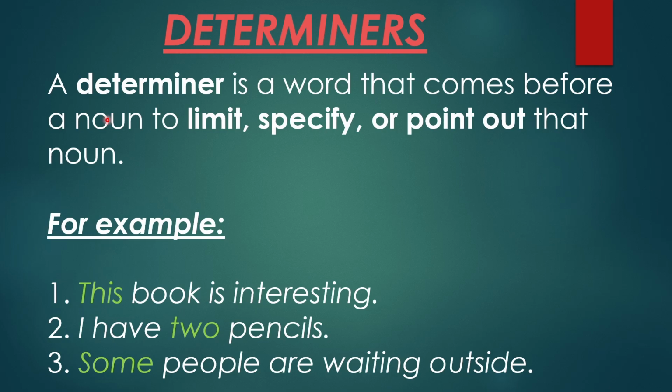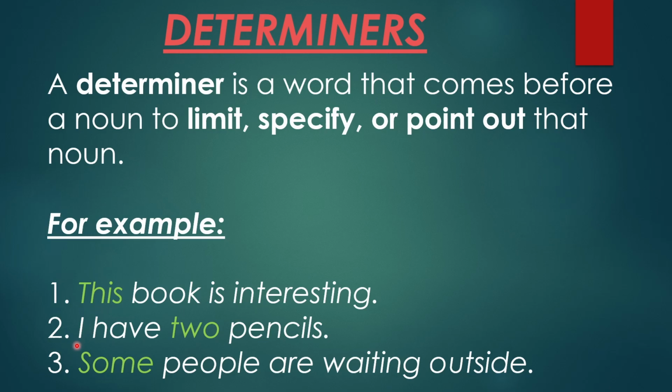For example, this book is interesting. We are talking about a book. Book is a noun. So we are specifying which book. This book is interesting. So the word this is a determiner.